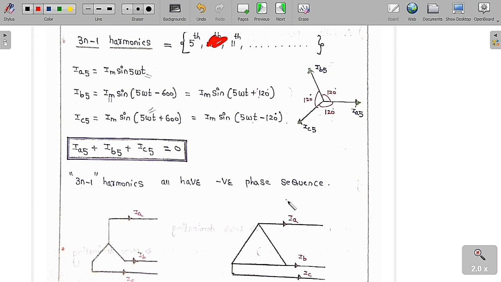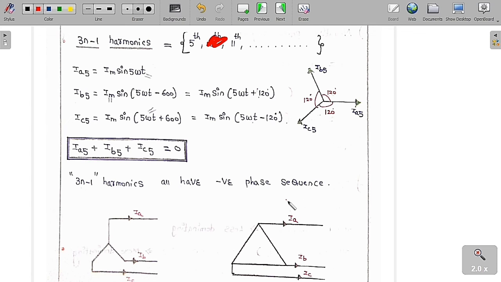So 3n plus 1 harmonics, all the odd harmonics are going to have the positive phase sequence, whereas the 3n minus 1 odd harmonics are going to have the negative phase sequence. Plus 1 means positive sequence, minus 1 means negative phase sequence. Positive phase sequence means these vectors will have the same phase sequence as the original vectors, whereas negative phase sequence means these vectors will have the phase sequence opposite to the original phase sequence. So this is the point that you always have to remember.